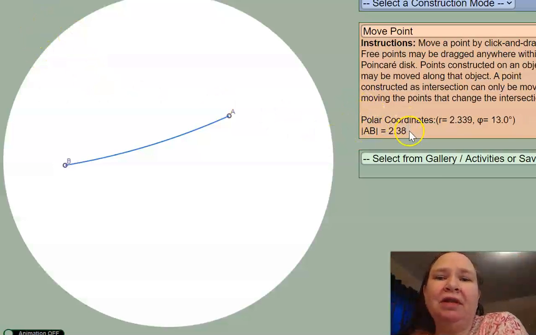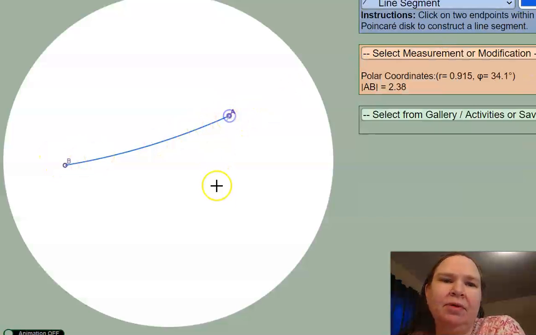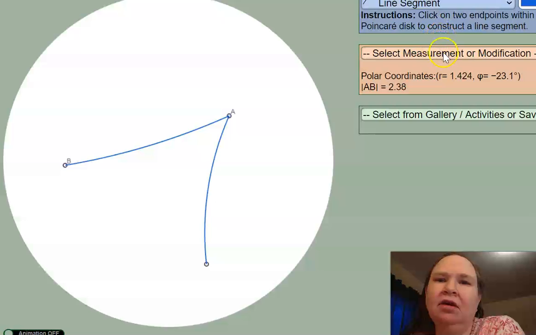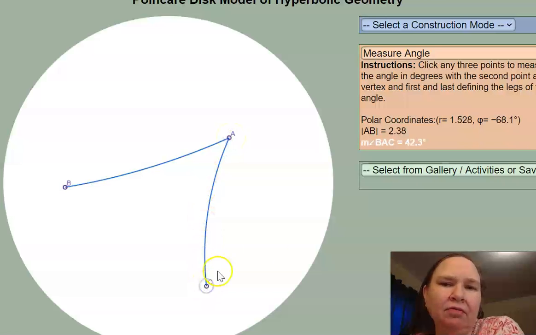Okay, let's do some lengths. So not lengths, let's do an angle. I'm going to make this AB into an angle. So I'm going to put on another segment that's going to go from A to C. And now I'm going to measure the angle. As always, when you're measuring an angle, you start with one point, and then you go to the vertex of the angle, and then out to the point on the other ray, and that tells you the angle.